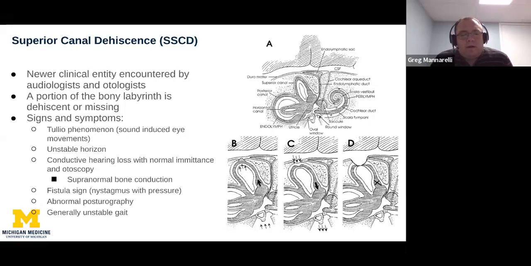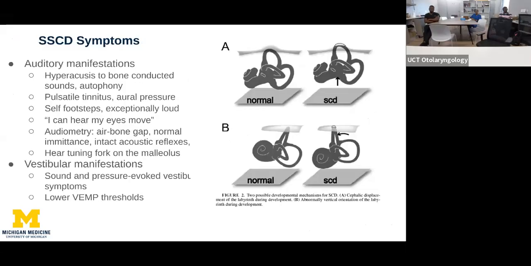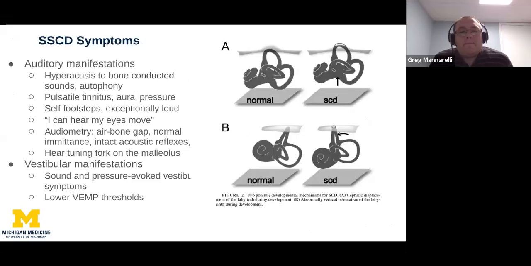They're going to have nystagmus with pressure to the ear or a fistula sign. They're going to have abnormal posturography, and often these patients will just have general vague gait complaints. Some of the auditory manifestations include hyperacusis to bone conducted sounds, autophony.